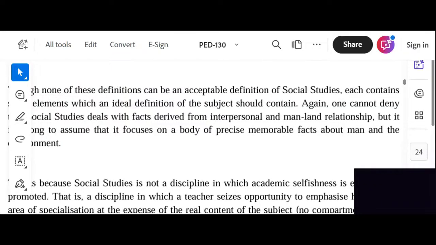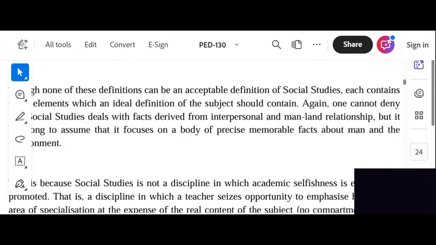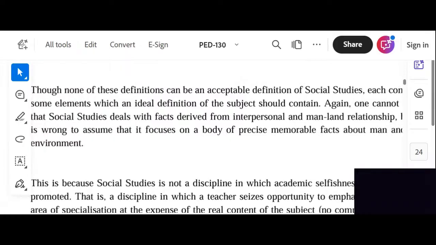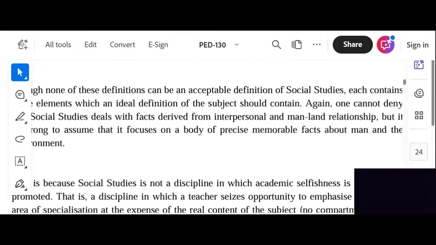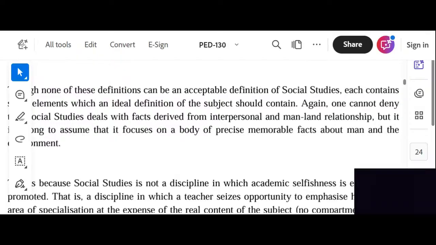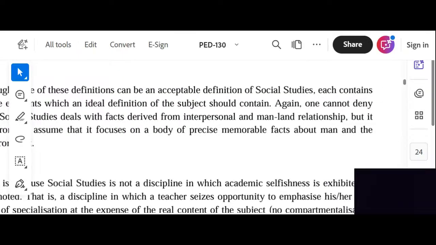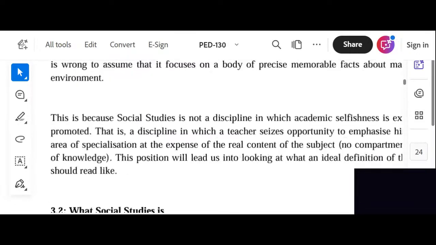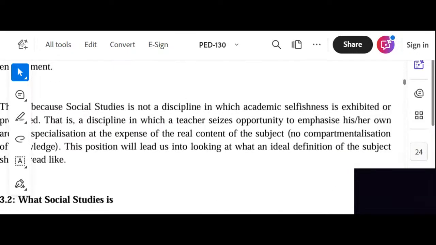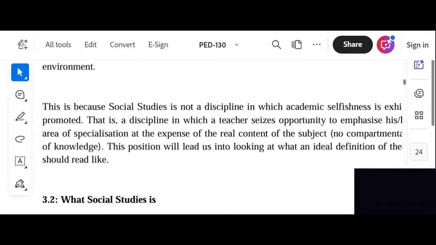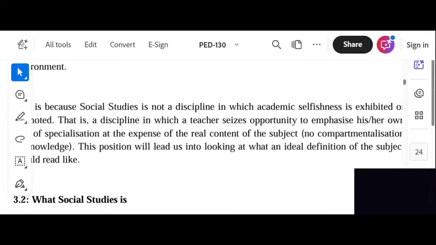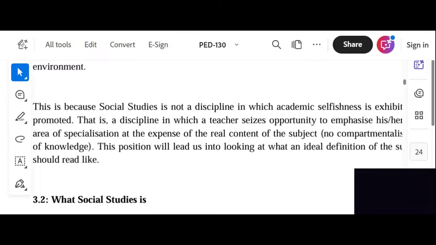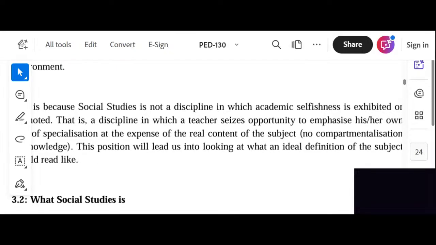So again, one cannot deny that social studies deals with facts derived from interpersonal and man-land relationship. But it is wrong to assume that it focuses on a body of precise, memorable facts about man and the environment. This is because social study is not a discipline in which academic selfishness is exhibited or promoted. It is not a discipline in which a teacher seizes the opportunity to emphasize his or her own area of specialization at the expense of the real content of the subject.